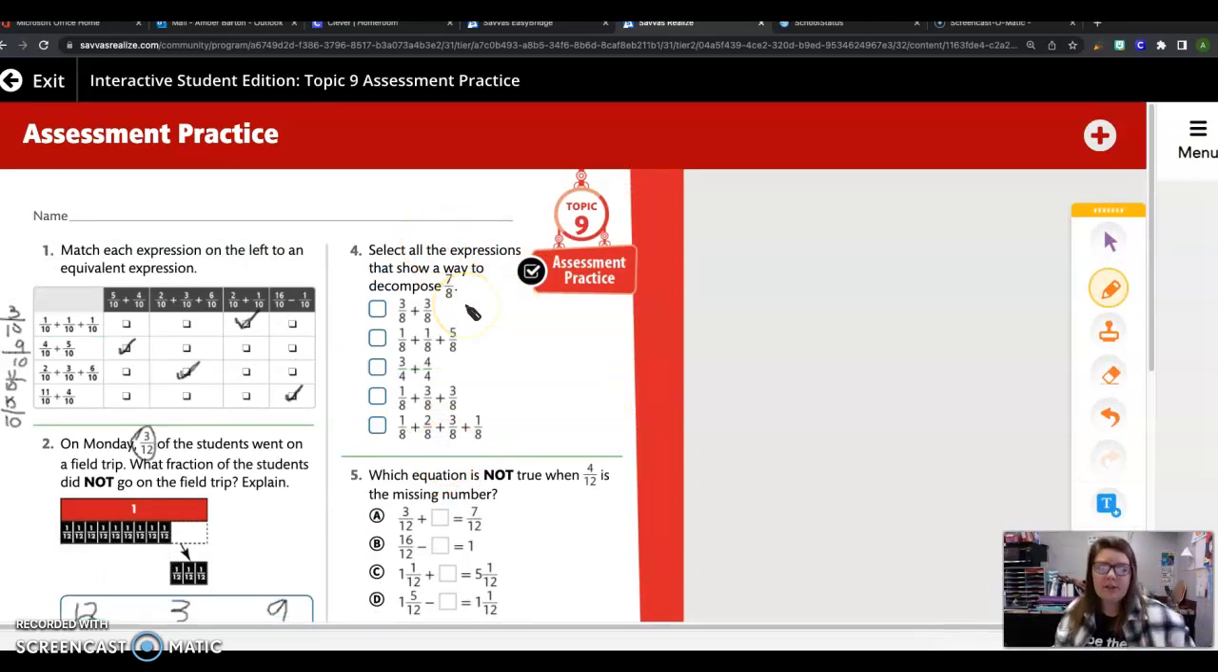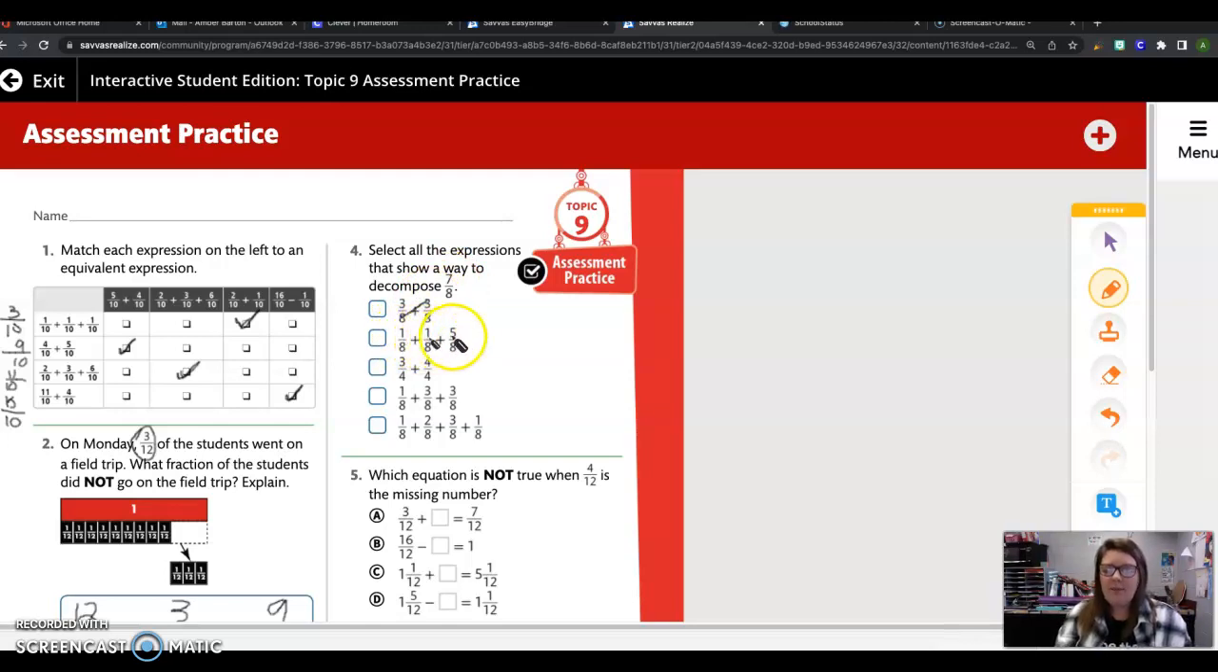All right, let's look here at number 4. Select all of the expressions that show a way to decompose 7/8. Now remember, when we decompose fractions, we're just breaking that up into addition equations to show different ways to make a fraction. Okay, so let's go through each of these. 3/8 plus 3/8 is what? 6/8. Does that equal 7/8? No, so that can't be it.